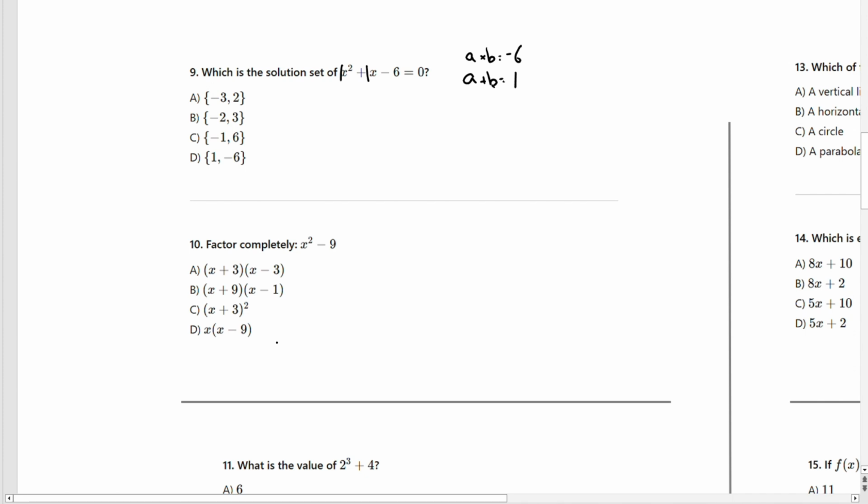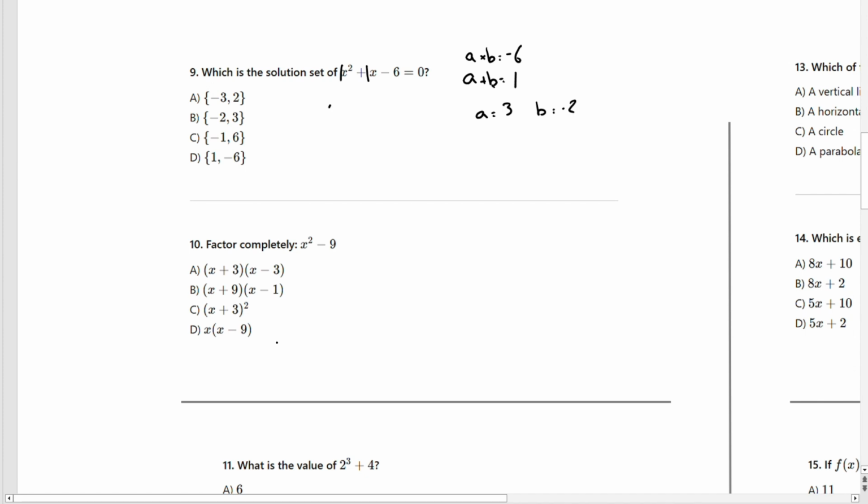This is a very simple one. A times b, so let's think here. Negative 3 times 2 is negative 6, but negative 3 plus 2 is negative 1. So now we would just do 3 times negative 2. Yeah, 3 minus 2. So it would just be 3 and negative 2. So a equals 3, b equals negative 2.